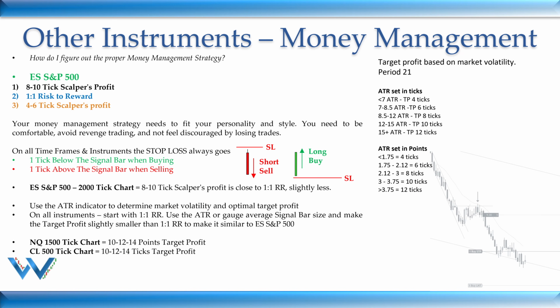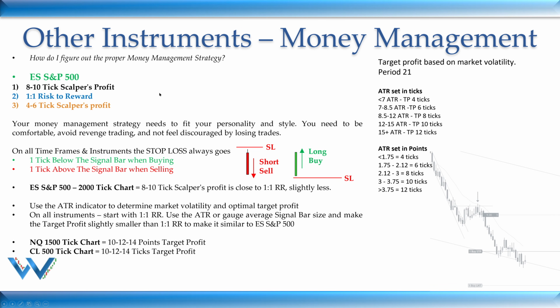We chose the instrument, we found the best tick chart, and now the last question is, how do I figure out the proper money management strategy? And do I have to adjust price action rules to each instrument? You don't. Price action rules work exactly the same on every single instrument. There is no adjustment you need to do. You will still apply the very same price action rules, but you need to adjust slightly your risk to reward and your money management strategy.